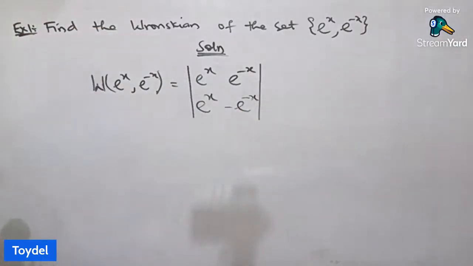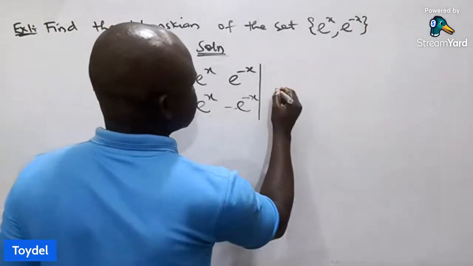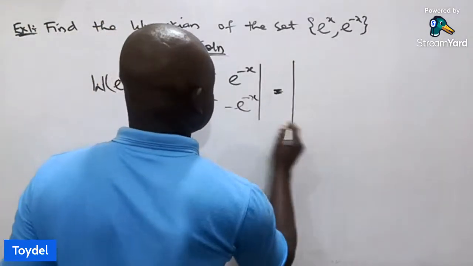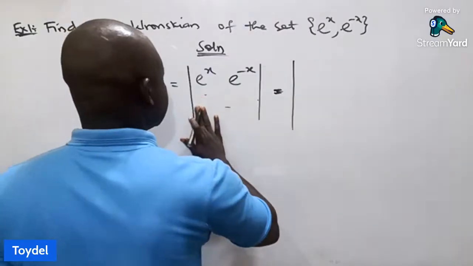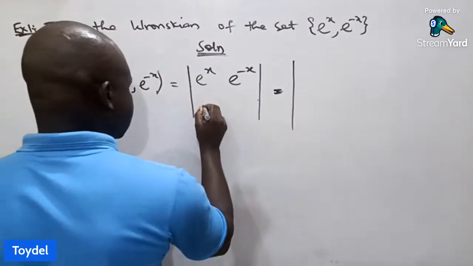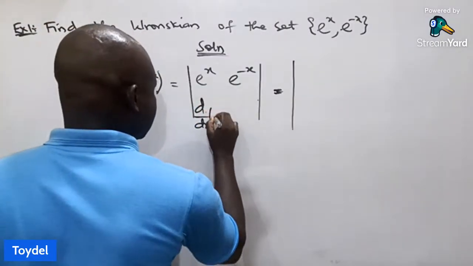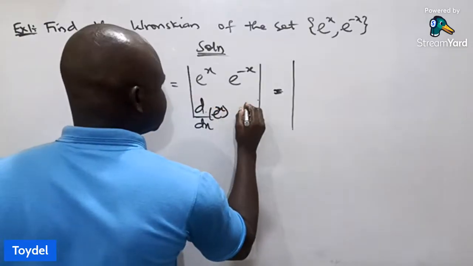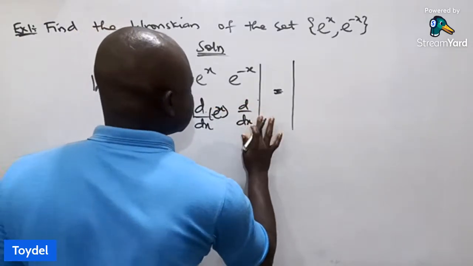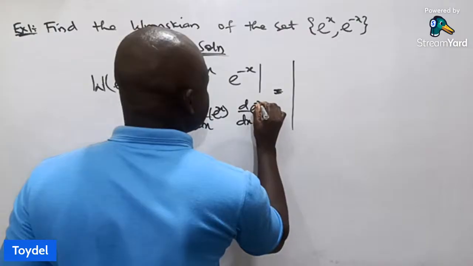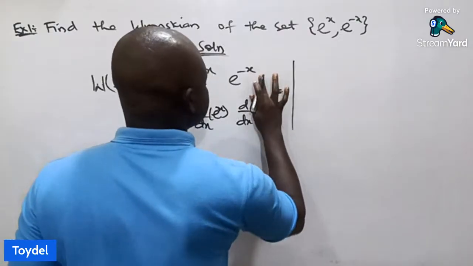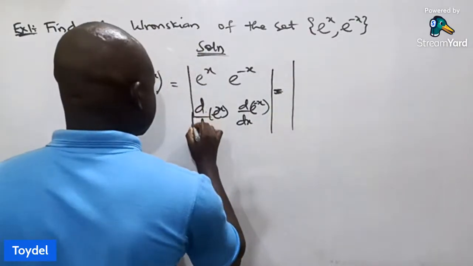Then we find the determinant. When we are asked to find the determinant, we know what to do. I hope you understand what I've done here. I can repeat it: this is the determinant of e raised to power x, then e raised to power minus x. This is what I've done here. That's how to find the Wronskian.